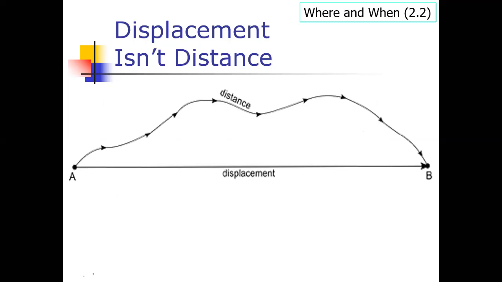Let's take a look at another example to get this point clear to you. Let's imagine an object moves from point A to point B. This is going to be x initial, where it starts out, and this is your x final. The displacement here, folks, is a vector quantity. It's going to be the final position minus the initial position, and if you subtract those two, you will get some value in the positive direction.